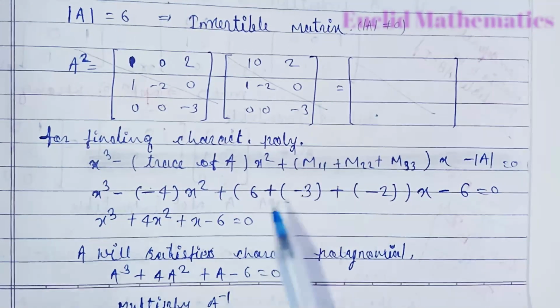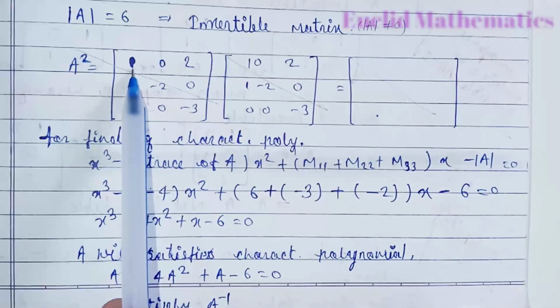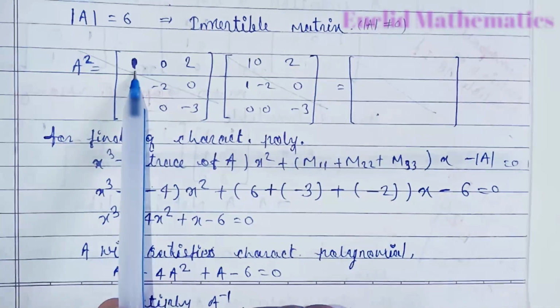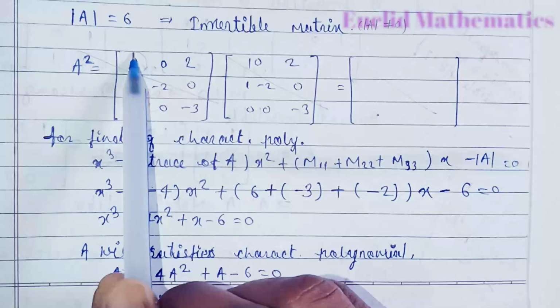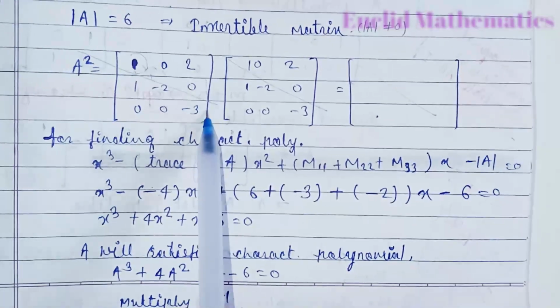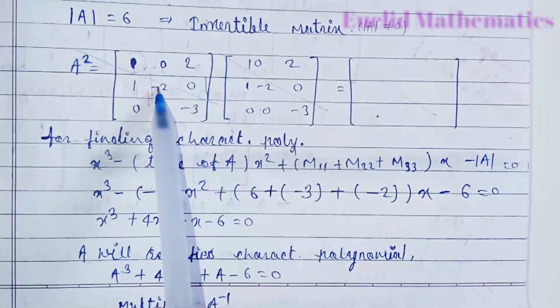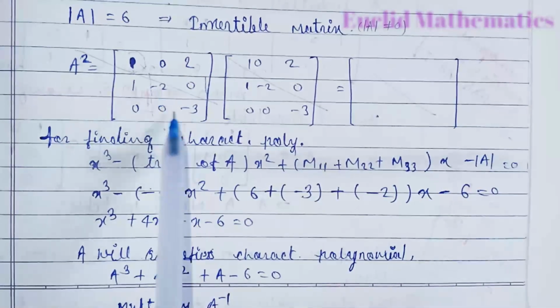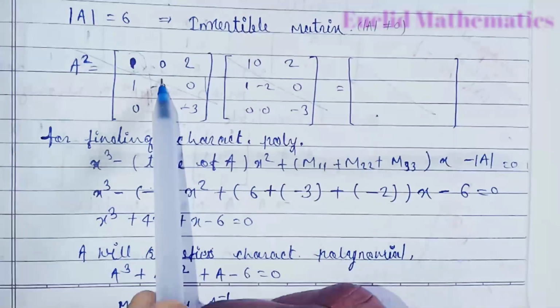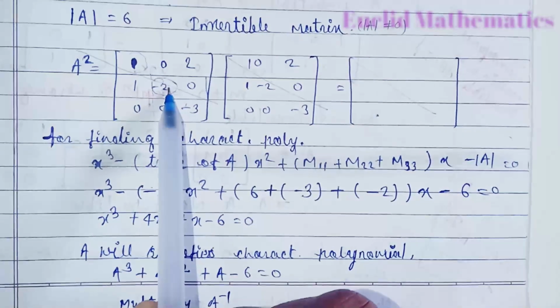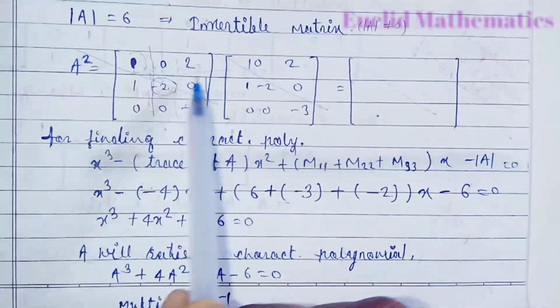For example, if we take this matrix, what is m11? m11 means the minor of this element, which means the value of the determinant of this 2 by 2 matrix. So this is the minor m11. Plus m22, which means the second row, second column element a22, and we want the minor for that. So make a bracket here.